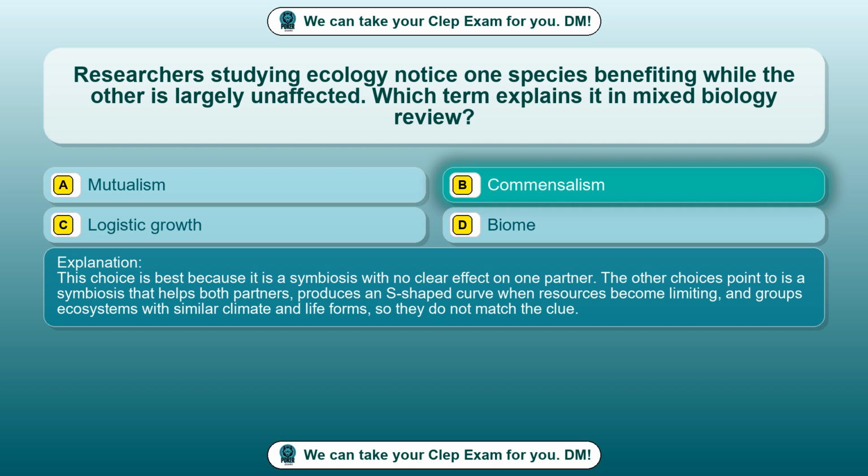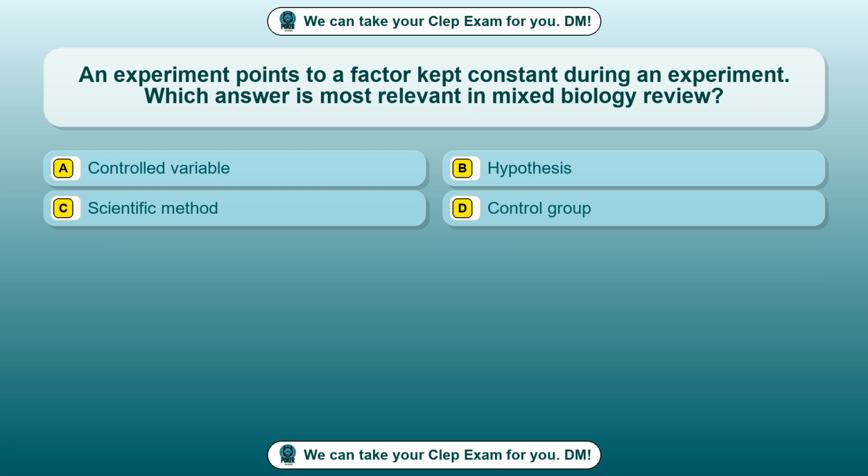The other choices point to is a symbiosis that helps both partners, produces an S-shaped curve when resources become limiting, and groups ecosystems with similar climate and life forms, so they do not match the clue. Question 32. An experiment points to a factor kept constant during an experiment. Which answer is most relevant in mixed biology review? Option A, controlled variable. Option B, hypothesis. Option C, scientific method. Option D, control group.